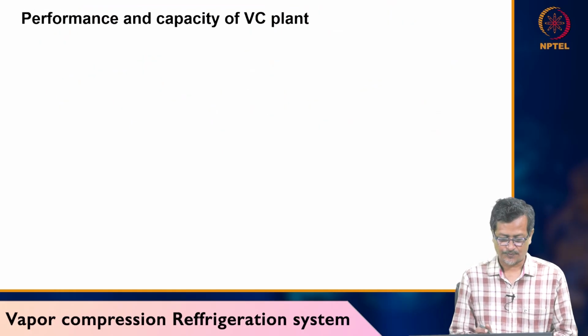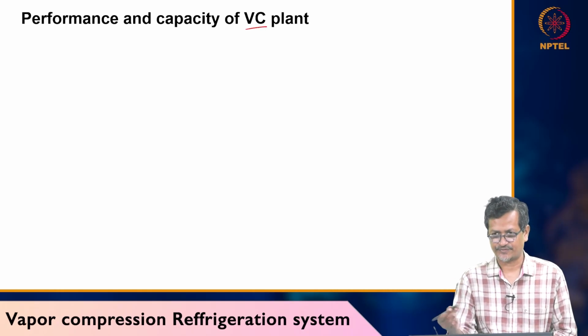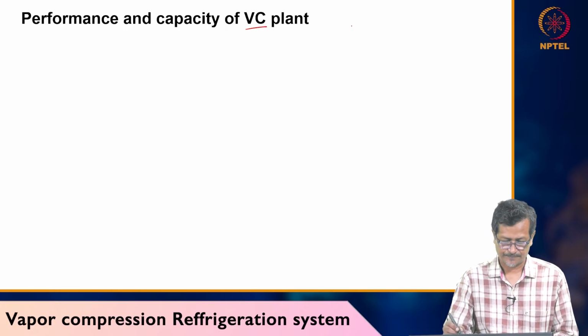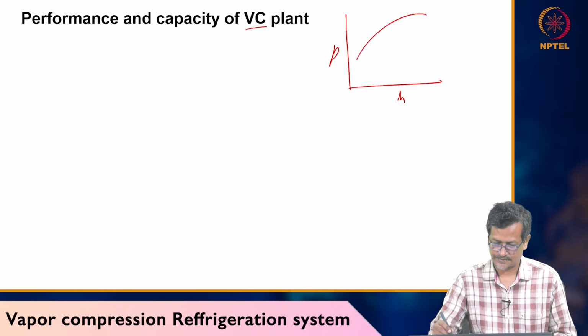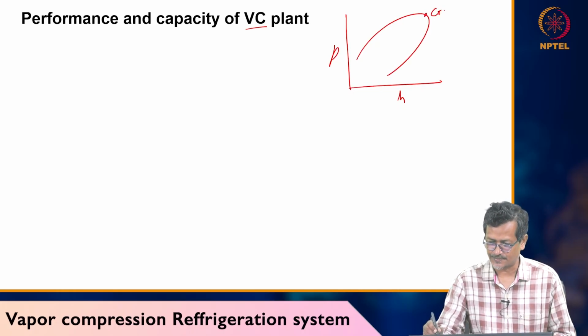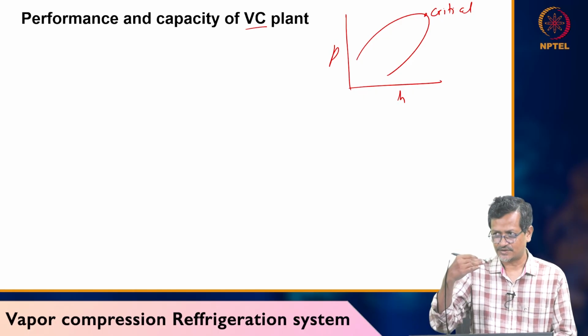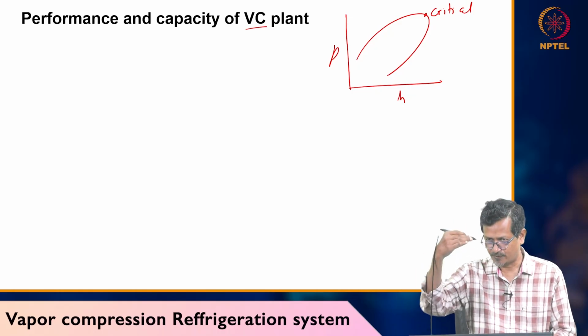Okay, so performance and capacity of vapor compression plant or vapor compression refrigeration cycle or system, if you can write. So the PH diagram they have drawn like this. This is critical pressure. Knowing critical pressure is very important because if you increase the temperature and pressure so high that it crosses the critical point, then the system will not work. So you have to be below that.